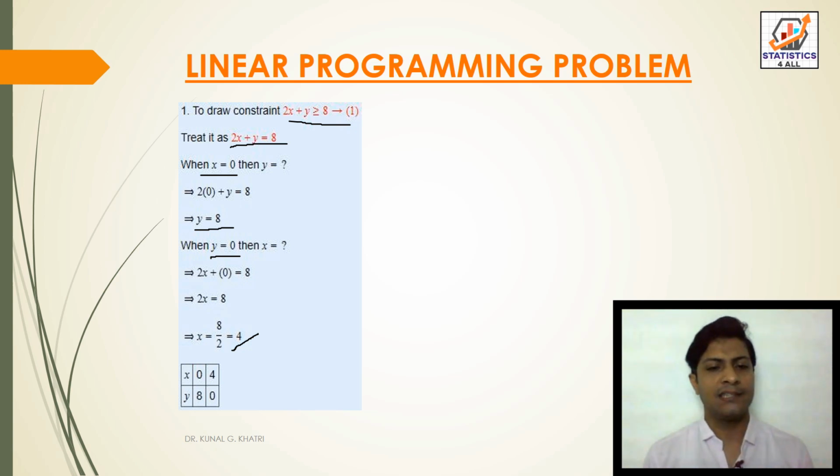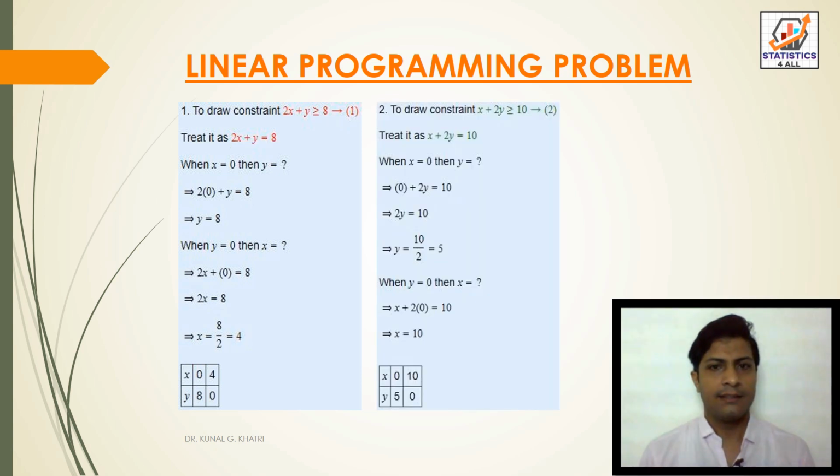So, by putting x equal to 0, we have y equal to 8, and when putting y equal to 0, we have x equal to 4. Now to draw constraint x plus 2y greater than or equal to 10, that is the second equation, we treat it as x plus 2y equal to 10. By putting x equal to 0, 0 plus 2y is equal to 10, therefore y is equal to 10 by 2, that is 5.